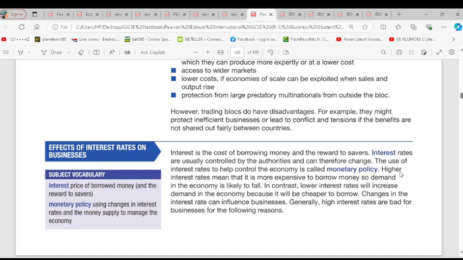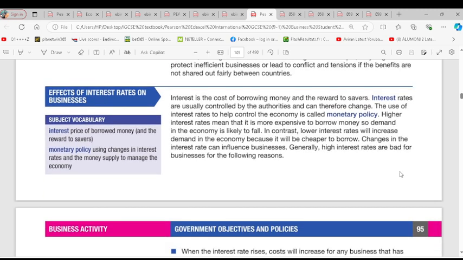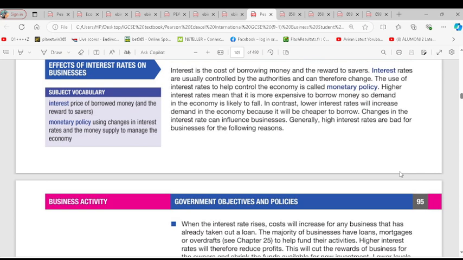Protection from large predatory multinationals from outside the bloc. So they will stop those multinationals that want to become predators, that want to take local domestic businesses out of the market. They would stop them. They won't allow them to come in. Is it clear, please? Clear.